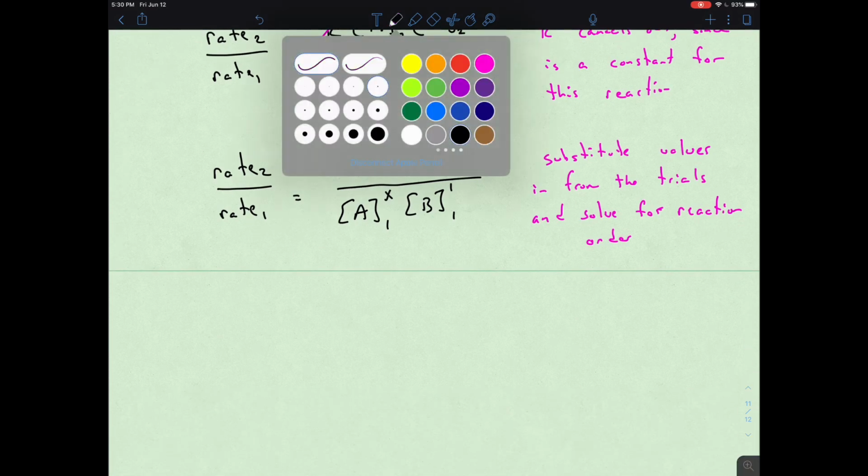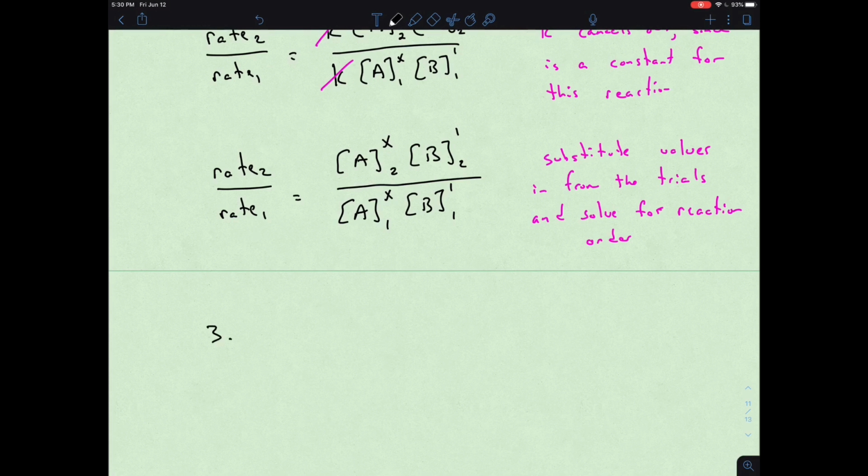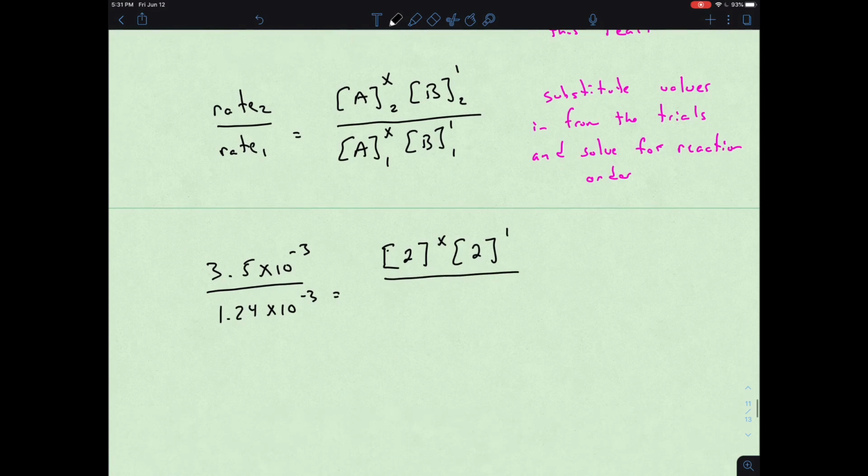So if we start to plug in those rates, we had a rate for trial 2 to be 3.5 times 10 to the negative third over 1.24 times 10 to the negative third, is equal to our concentration of A for that second trial, which was 2 molar. B was also 2 molar. And that was for the second trial. And then for the first trial, both of these were 1 molar.